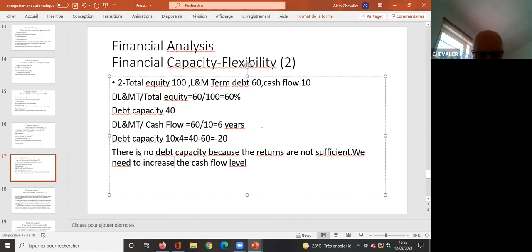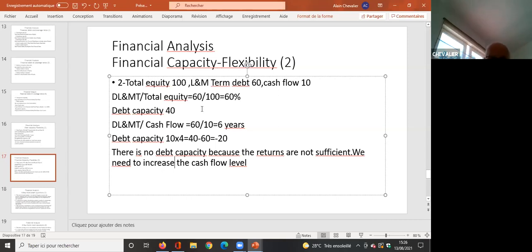The structure analysis, long and medium term debt divided by total equity is still 60 divided by 100, 60%, and debt capacity according to this first analysis, right side of the balance sheet structure, is still 40. Do the same thing now with the payment analysis, and you compare the debt level to the cash flow, and you find 60 divided by the cash flow, which is 10, which is equal to 6 years.